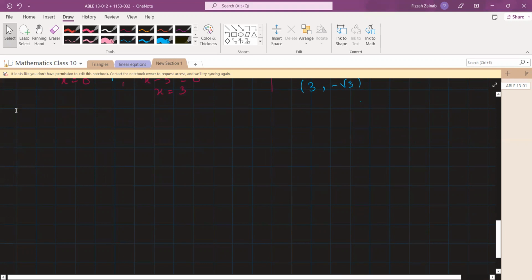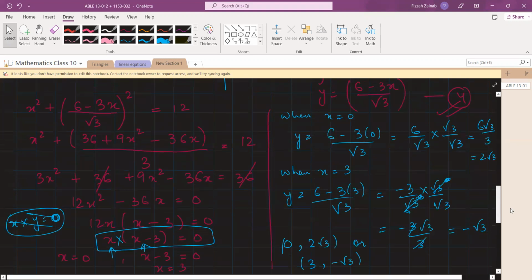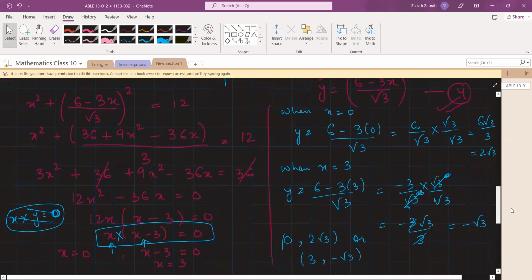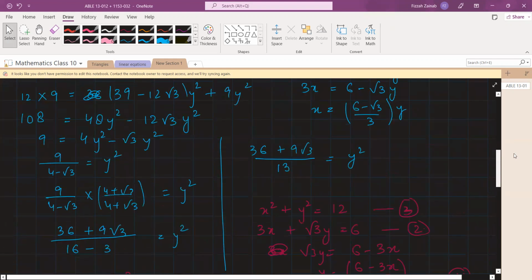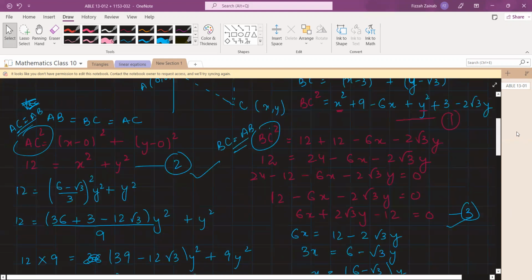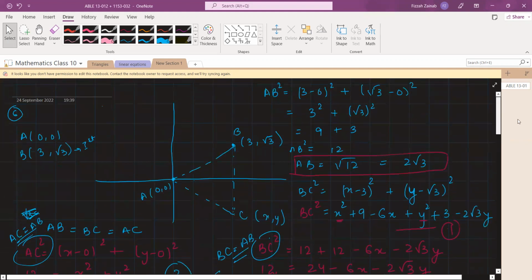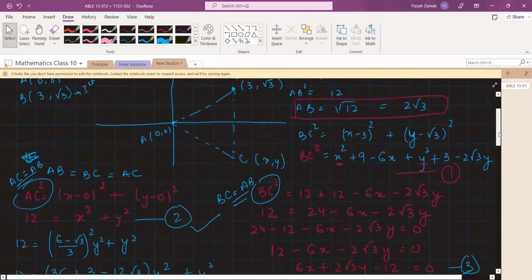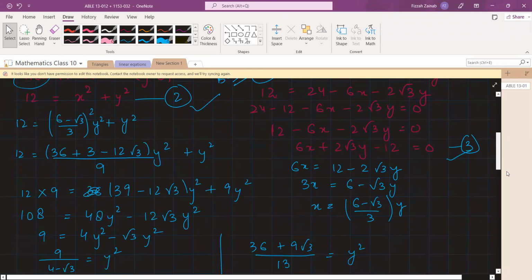Ma'am, just can you scroll up once? Sure, I'll take a screenshot. This much or? Yeah, this blue calculation is actually wrong, so please do it again. Ma'am, can you scroll to the last? Yeah, okay.